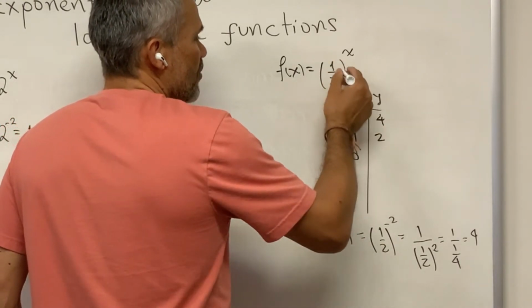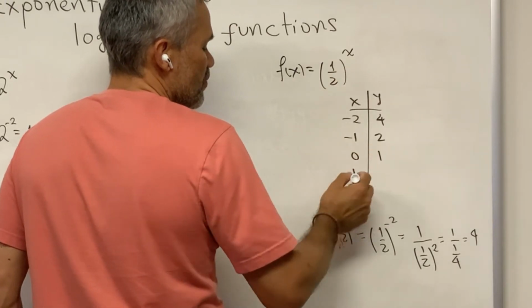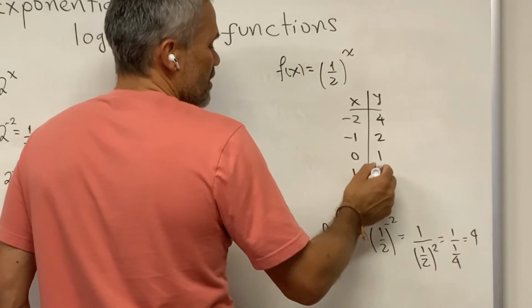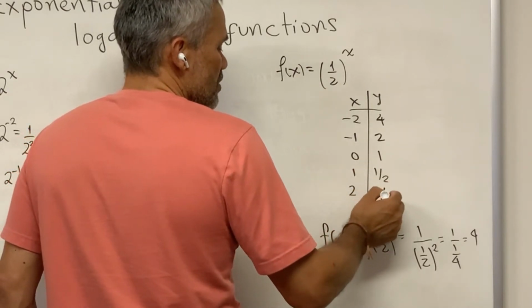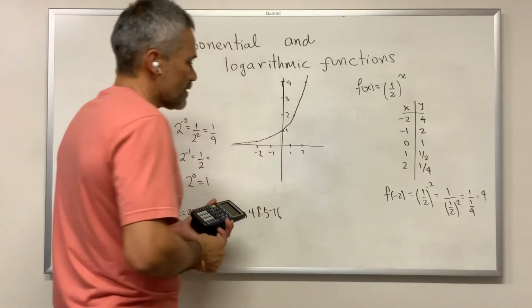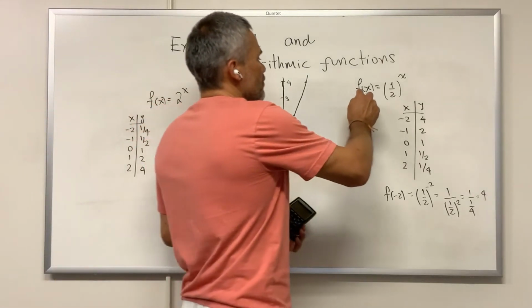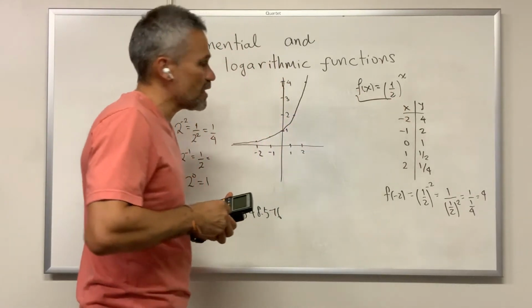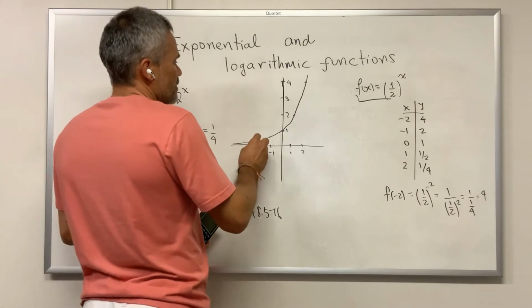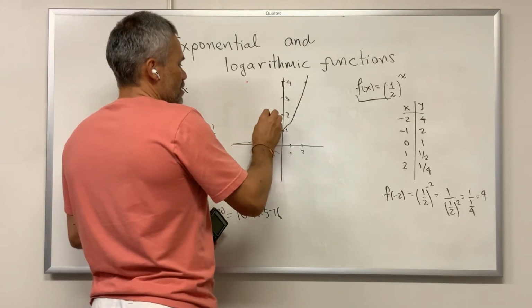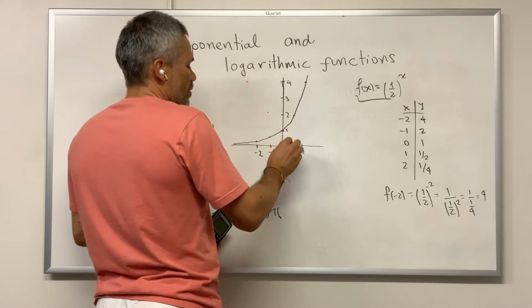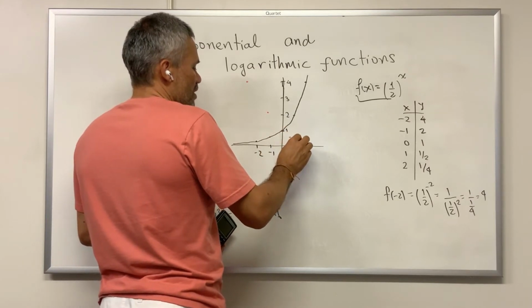For 0, every number different from 0 to the power of 0 is 1. And 1 half to the 1 is 1 half, and 1 half squared is 1 half times 1 half, which gives us 1 quarter. And then the graph of this function looks like this, with points negative 2, 4; negative 1, 2; 0, 1; 1, 1 half; and 2, 1 quarter.